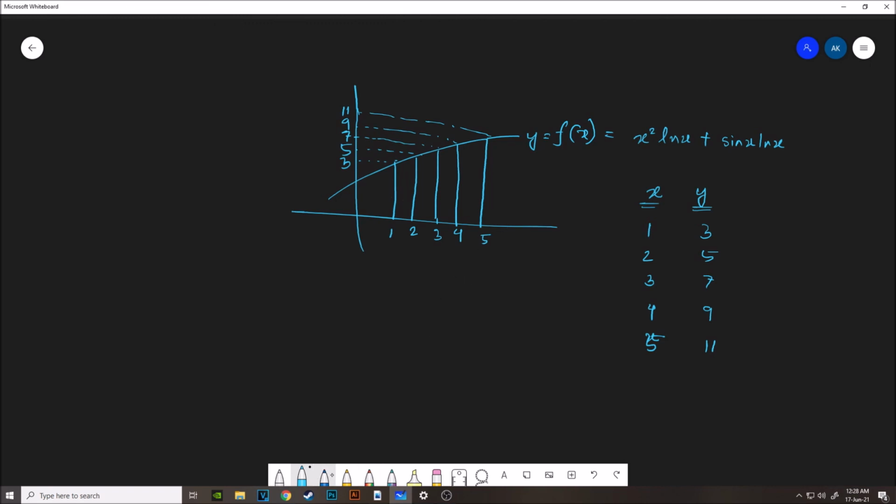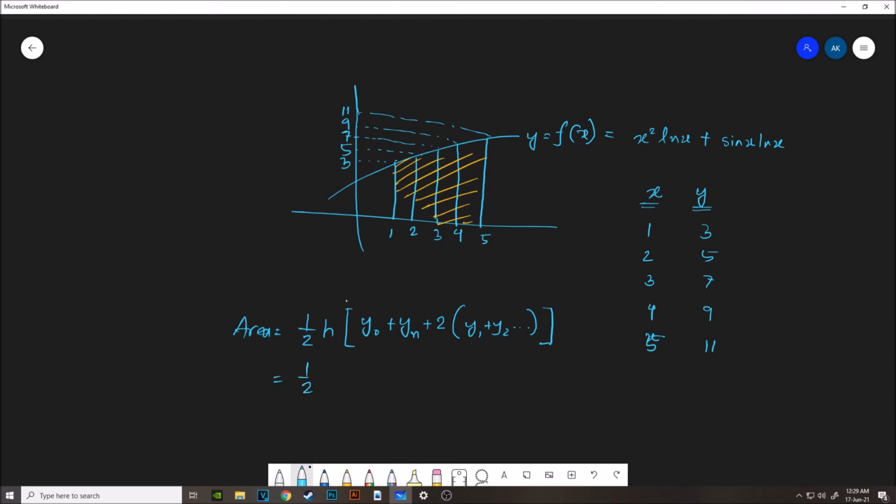So your shaded area is this. Let me mark the area. This is your shaded area, and this is the area that you have to find. So the trapezium rule says that the area equals half h times (y naught plus yn plus 2 into (y1 plus y2 and so on)). The formula might look confusing, but let me explain.